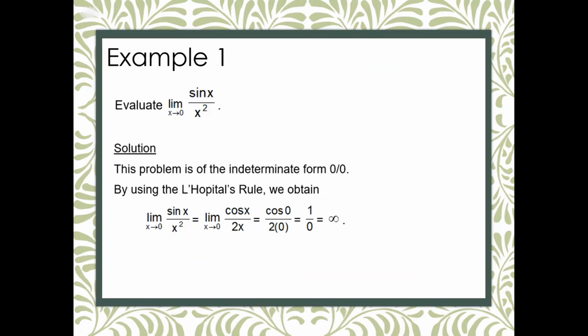Refer to example 1. You need to evaluate the following limit of rational function. First, you need to identify the form of the function. By direct substitution, it leads to 0 over 0 form. To solve the limit, you may apply the L'Hopital rule directly, that is by differentiating both numerator and denominator separately. Differentiate sin x is cos x and differentiate x squared is 2x. Replace the x with 0 and simplify, you will obtain infinity as the final answer.